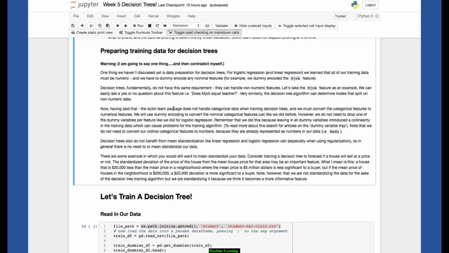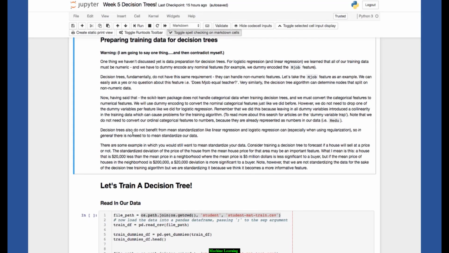And only one of them can be 1 because the mom can only be one type of job, and the others will be 0. And if they're all 0, then we know it's the last feature, health, that we never give a column to. And we did that because if you don't drop one of them, then there can be some issues with the training algorithm. And again, if you want to go back and review those lectures, that's great. Now, because the decision tree uses a different algorithm, we don't have to do that. We can actually keep all of them. And you'll see that when we convert to dummy variables, we keep all of them in this case.